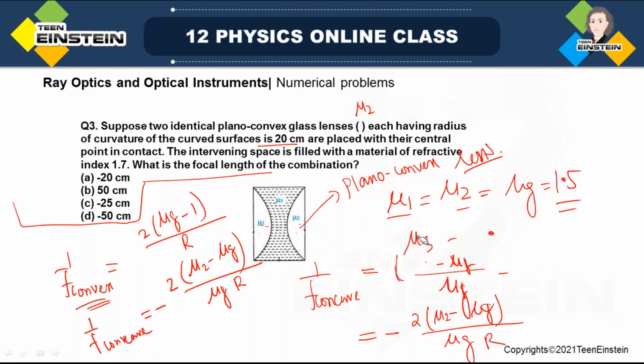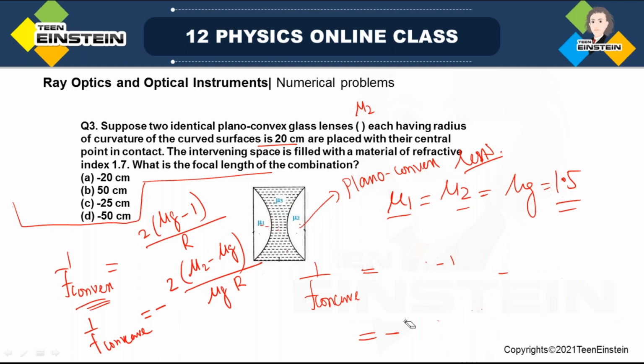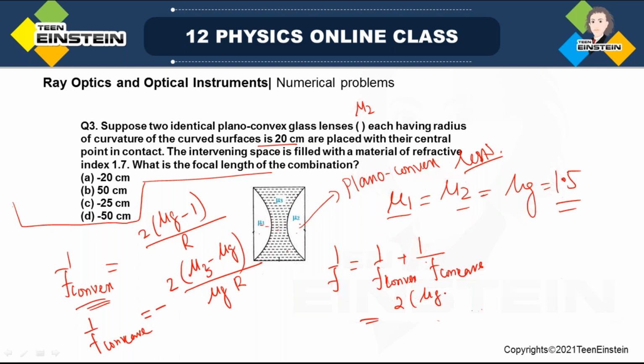Okay. Now look here and do the calculation. What is mu g and mu? According to my figure, this is mu 3. Now we have to add the reciprocal of the focal length. F1 plus F convex, 1 over F concave. Okay, there are two convex, so we have got 2 into mu g minus 1 over r, and here it will be plus. Anyway there is a minus sign, so we can just write it minus 2 into mu 3 minus mu g over mu g into r.